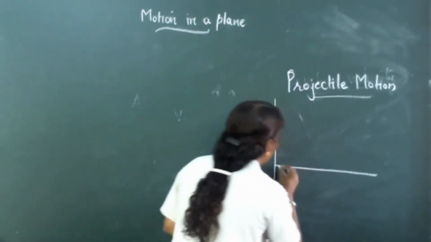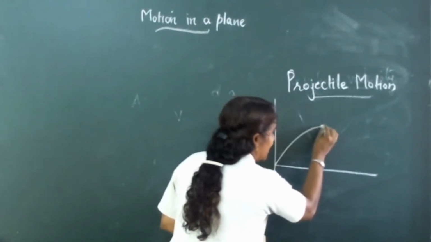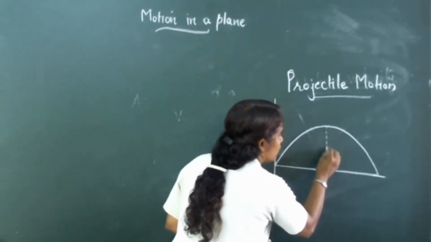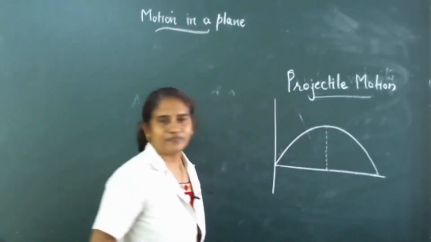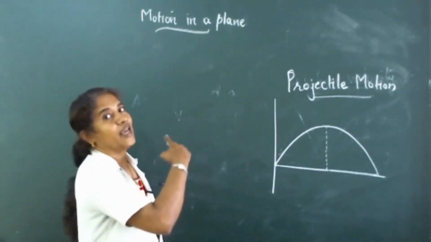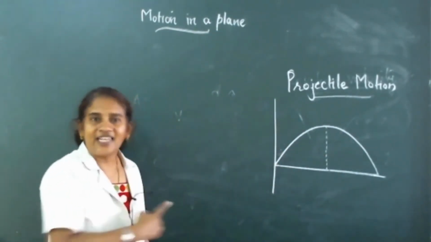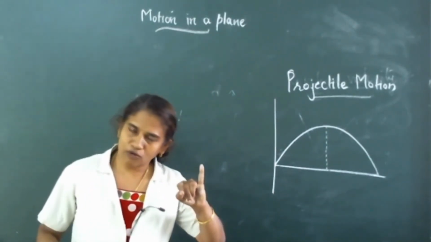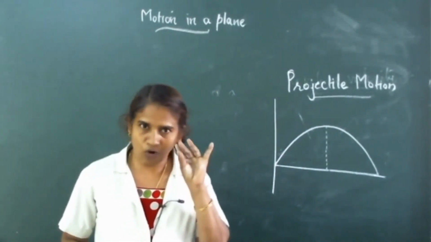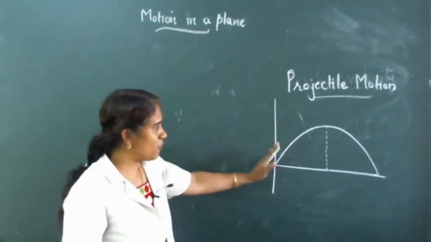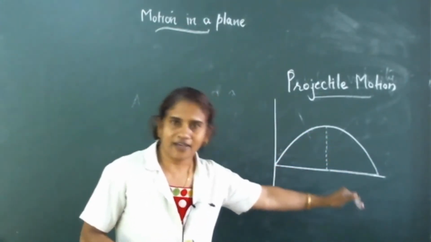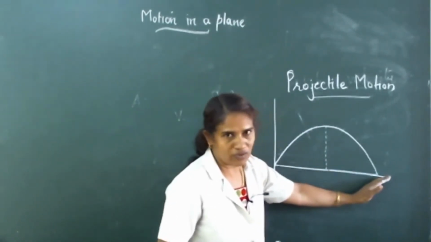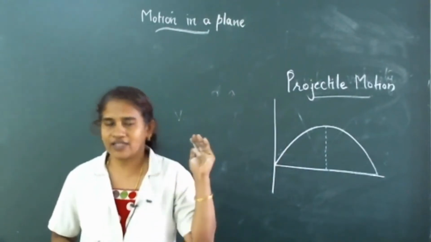So when we are throwing a body or a projectile, it is moving in air, and after reaching a certain height, due to gravity, it is coming back. That means it follows a particular shaped path, which is known as trajectory. Motion is called projectile motion. The body which is moving is called projectile. The path followed by the body is called trajectory. And how much time it takes to come back to the ground is known as time of flight.